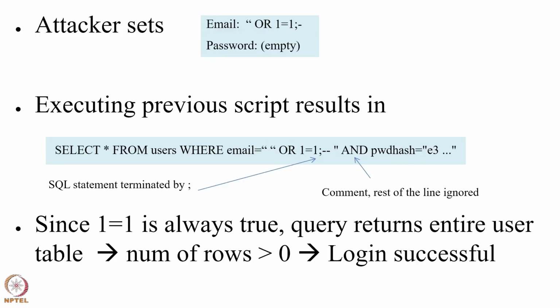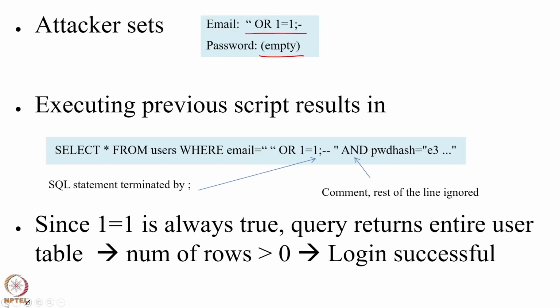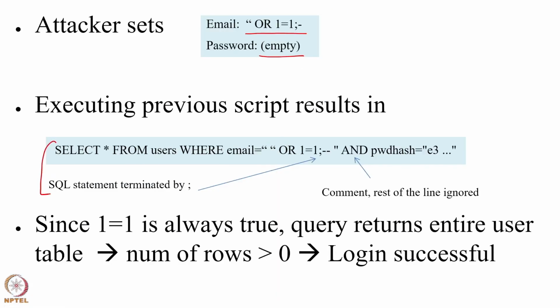So this is what an attacker will do. In the email field the attacker is going to type this, and in the password field he is going to keep it empty because he does not know anything about the password. Now what is this? If you look at the previous script here, whatever you have entered, this is the select command where email is whatever you are typing, password script is like that. So with this, this is what gets executed.